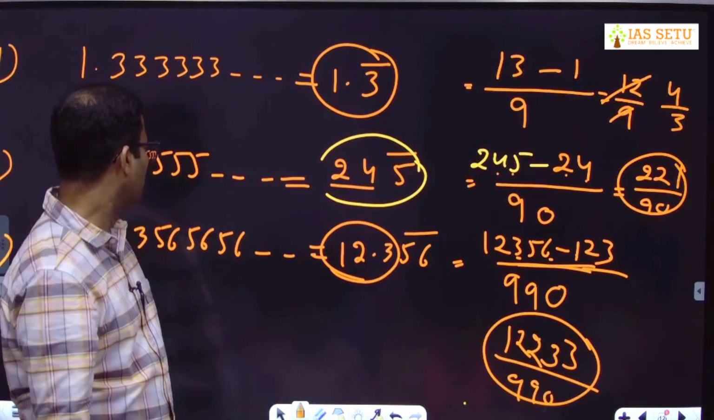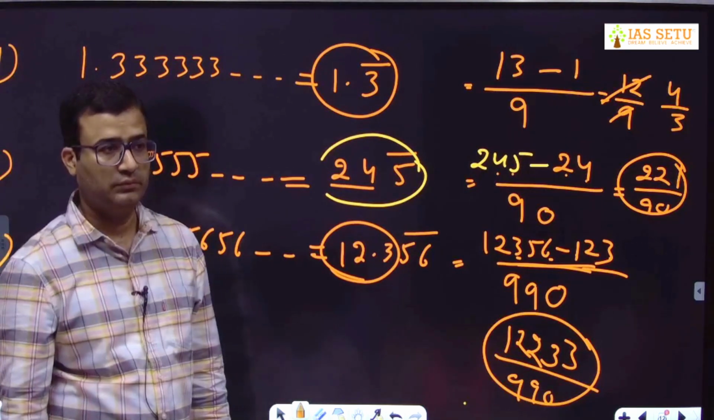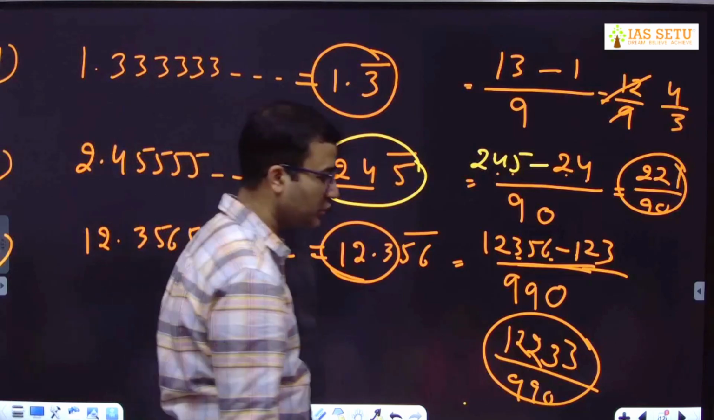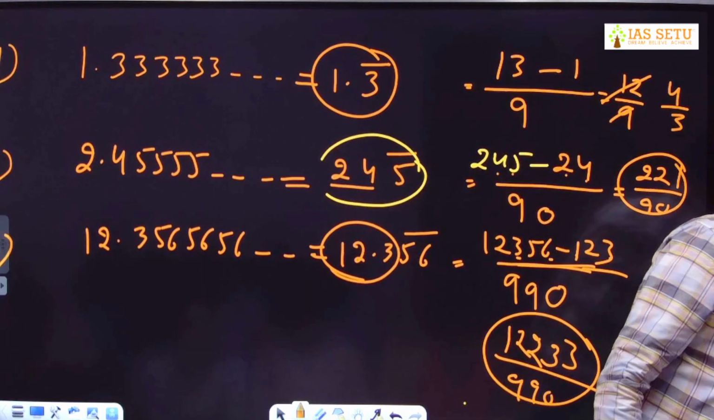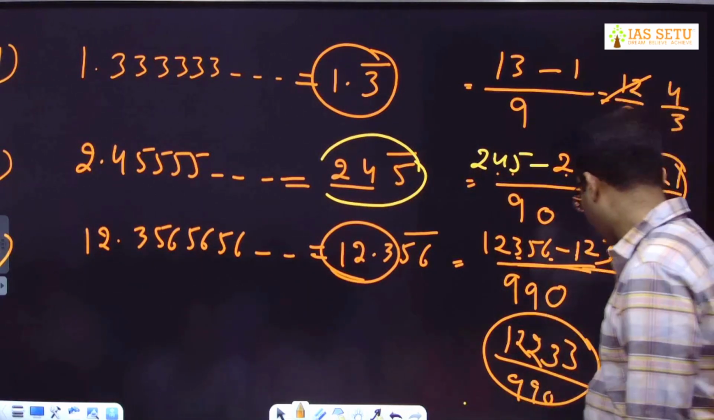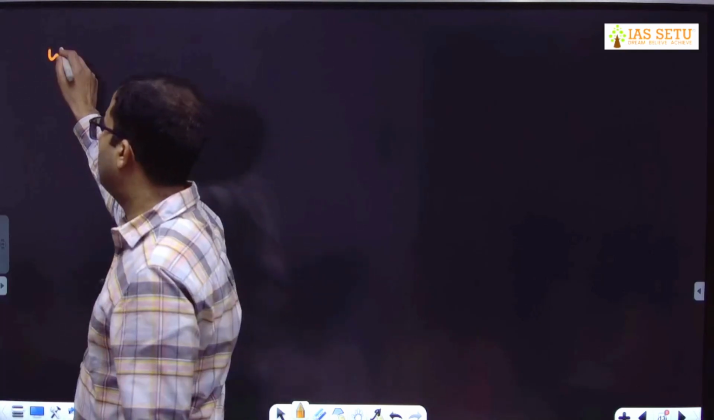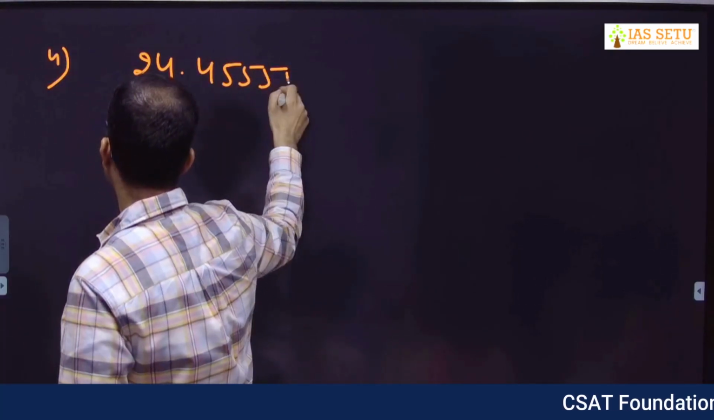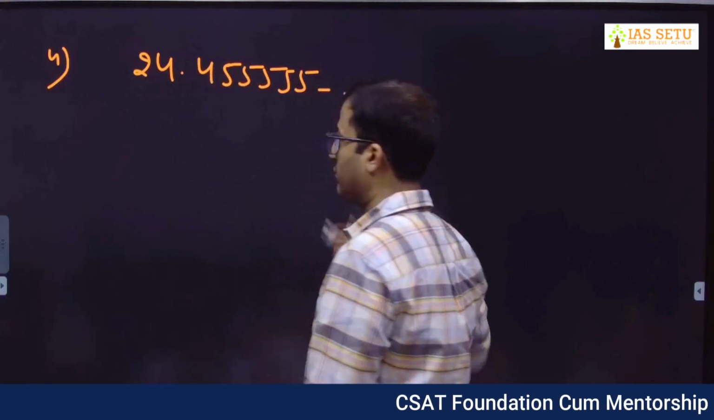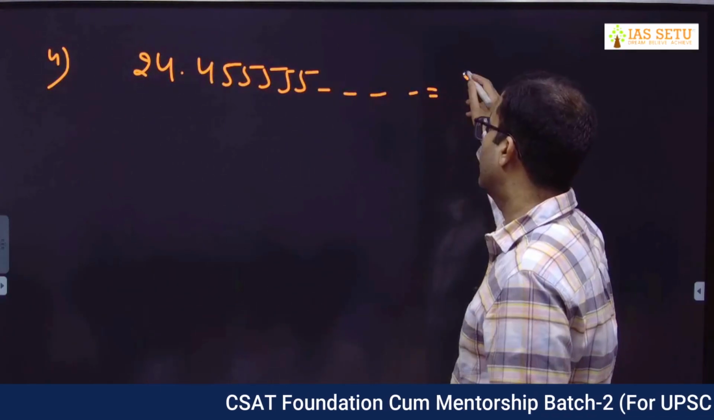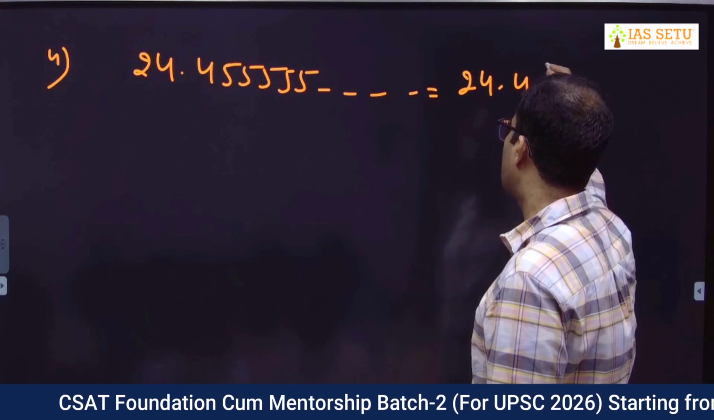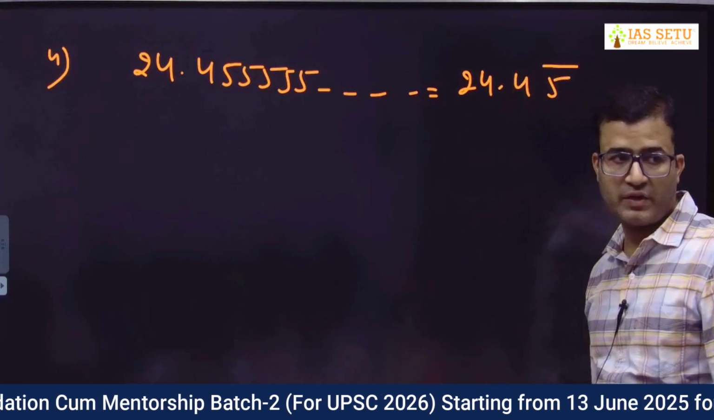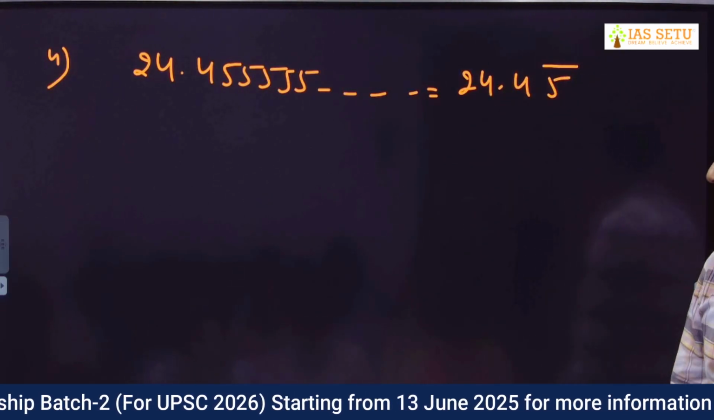Let me take one more question. Question number 4. 24.45555555. I will solve. 24.4 bar on 5, because this 5 reoccurs again and again.